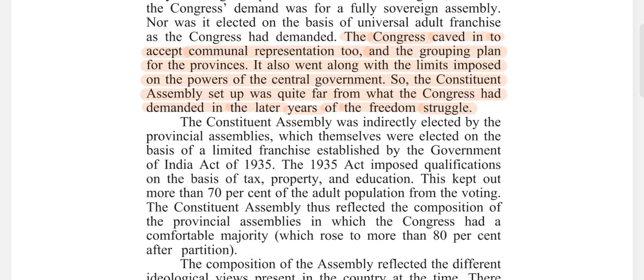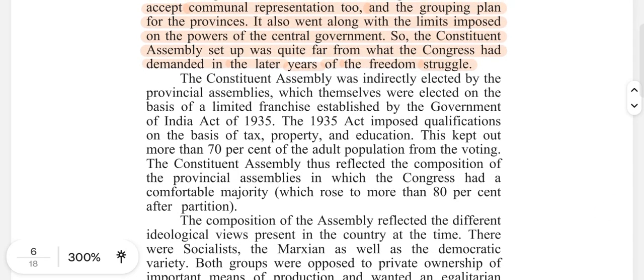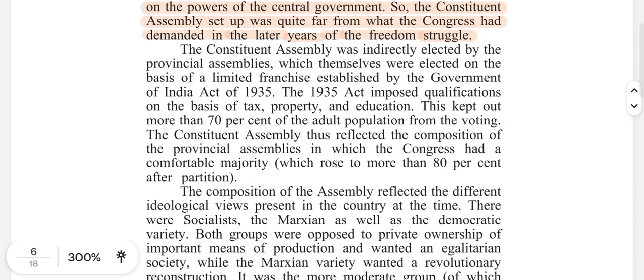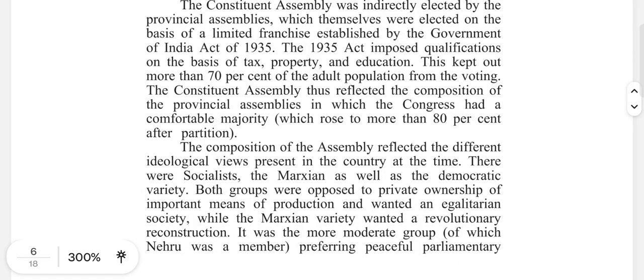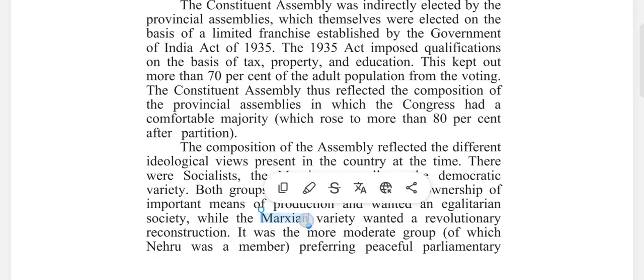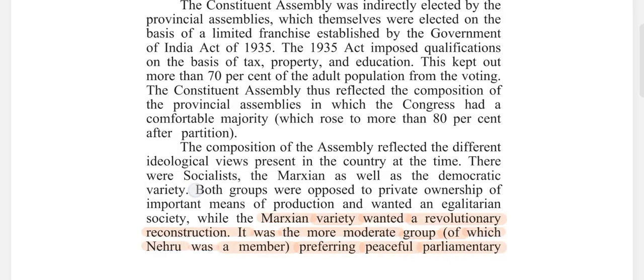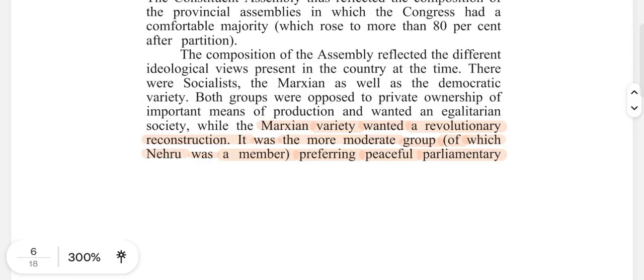The Constituent Assembly thus reflected the composition of the provincial assemblies in which the Congress had a comfortable majority, which rose to more than 80% after partition. The composition of the Assembly reflected the different ideological views present in the country at the time. There were socialists, the Marxian as well as the democratic variety. Both groups were opposed to private ownership of important means of production and wanted an egalitarian society, while the Marxian variety wanted a revolutionary reconstruction. It was the more moderate group, of which Nehru was a member, preferring peaceful parliamentary methods that held sway.